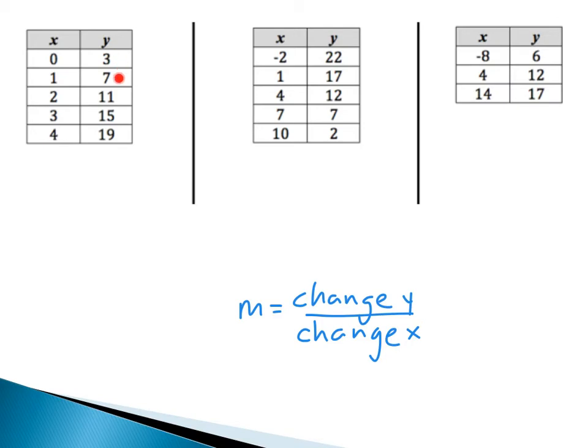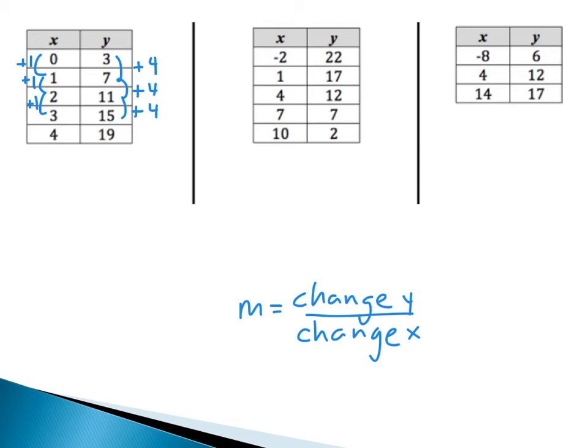How do I get from 3 to 7 to 11 to 15? Well, if I go from 3 to 7, that means I add 4. If I go from 7 to 11, I add 4. If I go from 11 to 15, I add 4. Notice we talked about before that there's a pattern. 0 to 1, I'd add 1. 1 to 2, I'd add 1. 2 to 3, I'd add 1. I can see a pattern here. All right, so what is my rate of change?